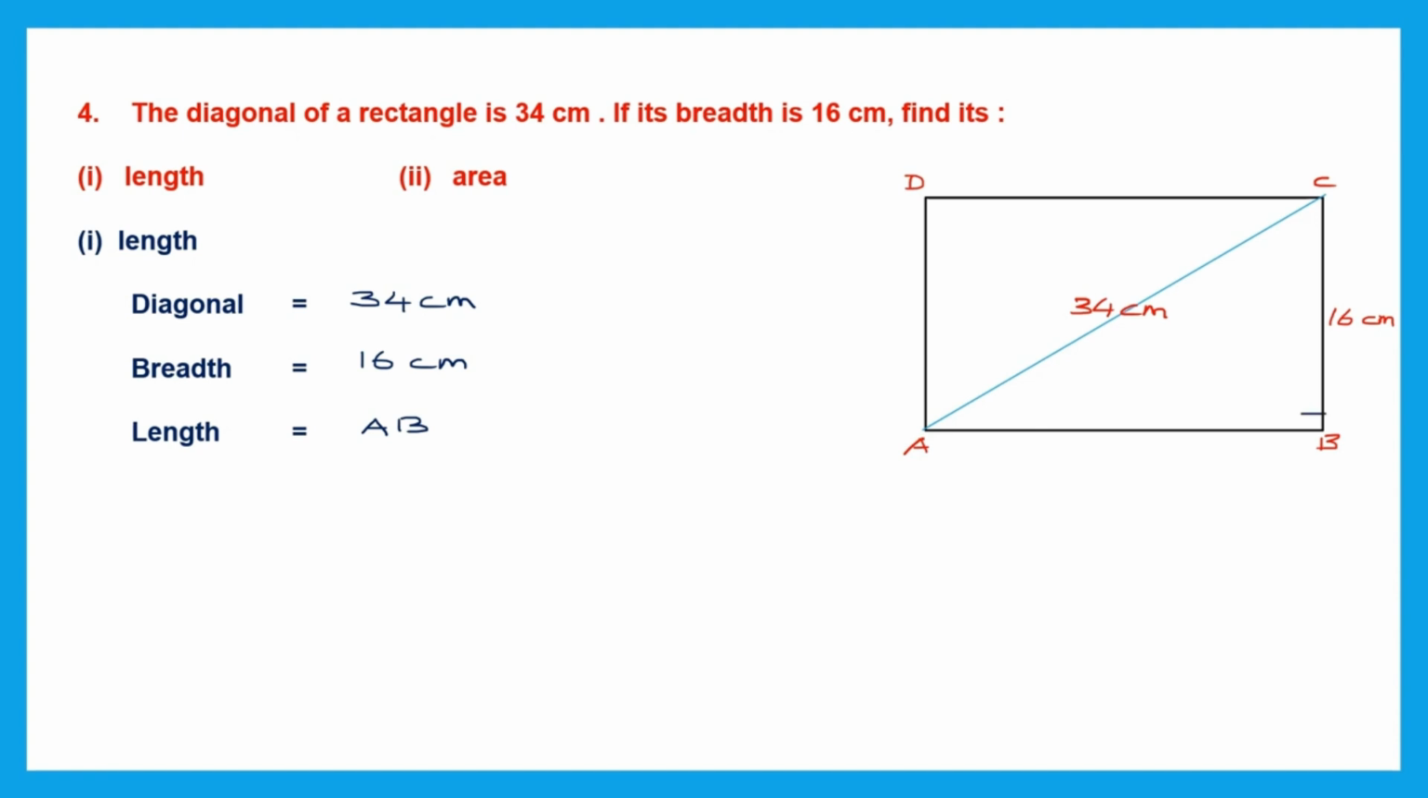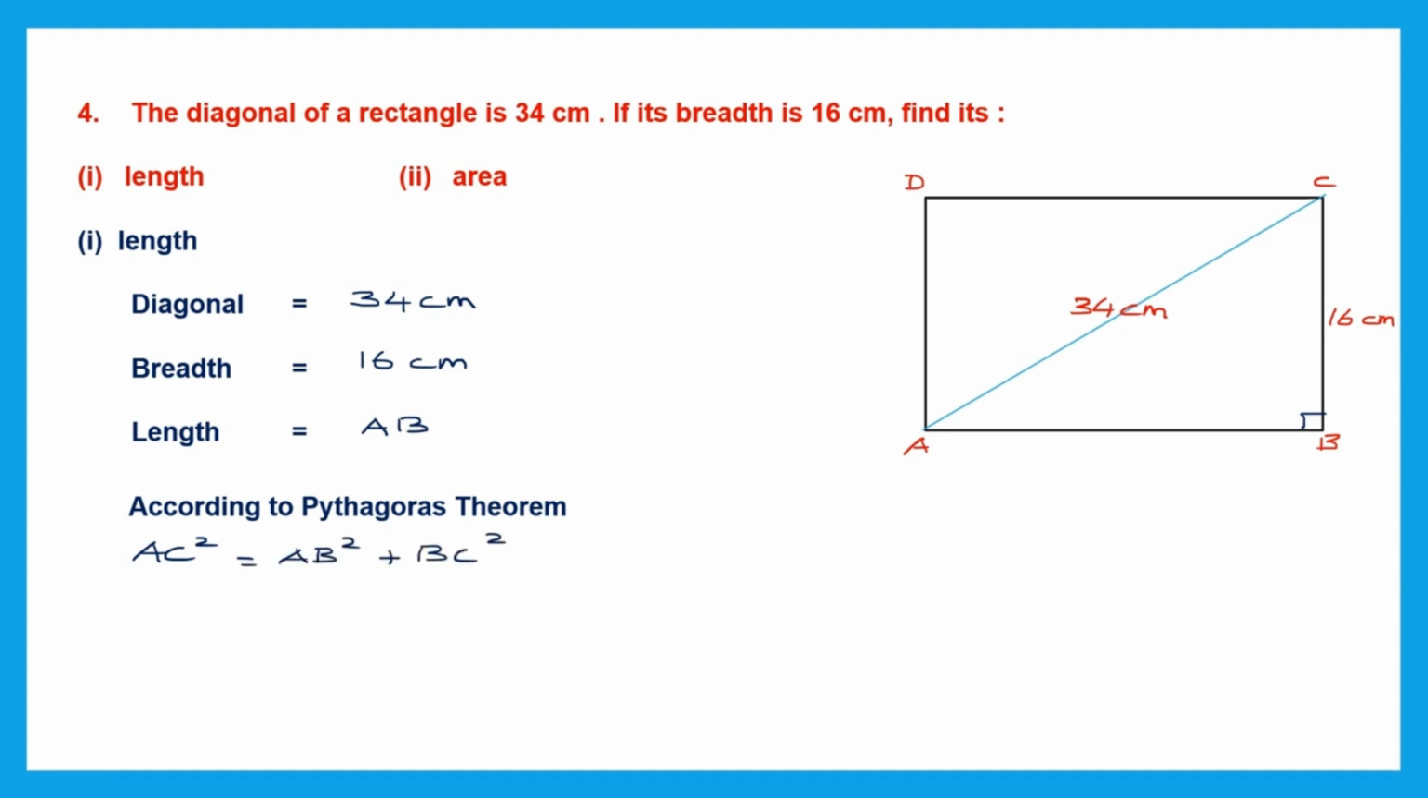So if this is the right angle, the 90-degree angle here, that means the side that is opposite the right angle is called the hypotenuse. So that means the diagonal is the hypotenuse. So with the help of that, we can find the measurement of the other two sides, because the Pythagoras theorem says that the square of the hypotenuse is equal to the sum of the squares of the other two sides. So let's use the Pythagoras theorem. According to that, AC square will be equal to AB square plus BC square.